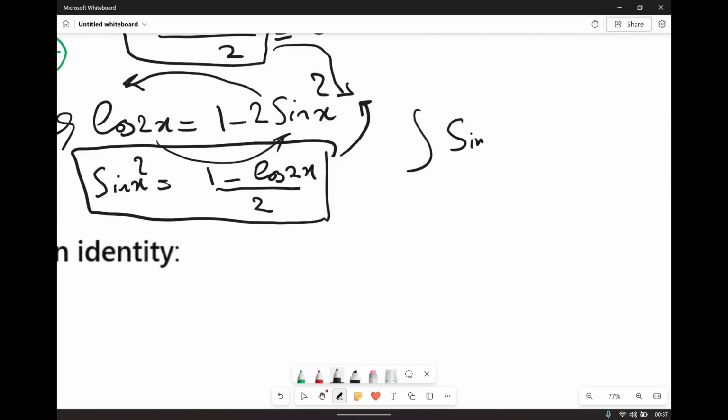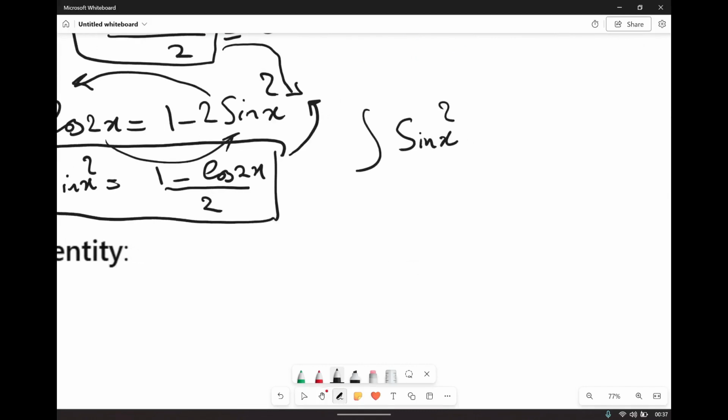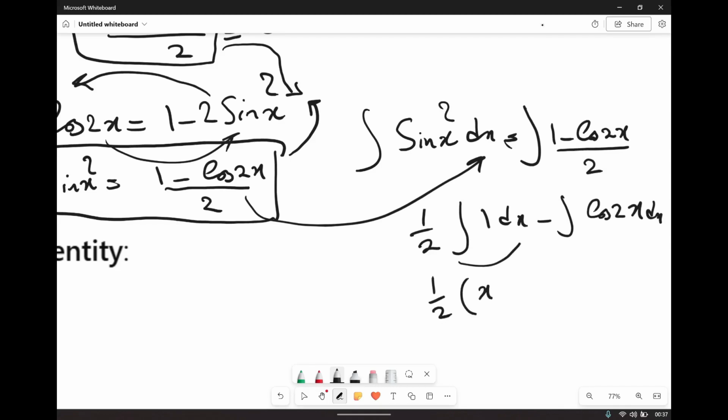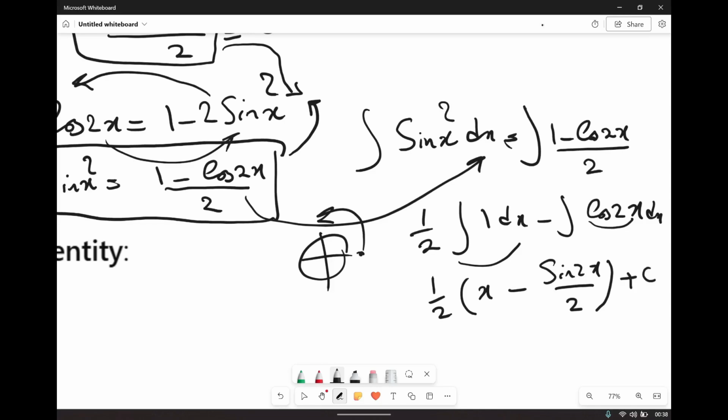the integration of sine x power 2. Instead of this, you can use the integration of 1 minus cosine 2x over 2, which is 1 over 2 times the integration of 1 dx minus the integration of cosine 2x dx. Yes, that is x, 1 over 2, and the integration of cosine is sine, and with a minus it is minus sine 2x divided by 2 at the end, plus c.